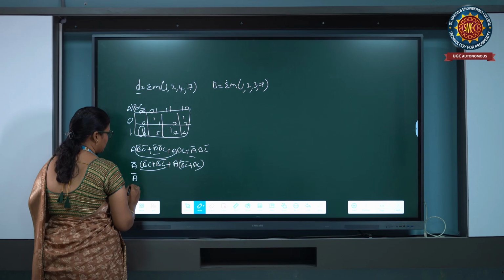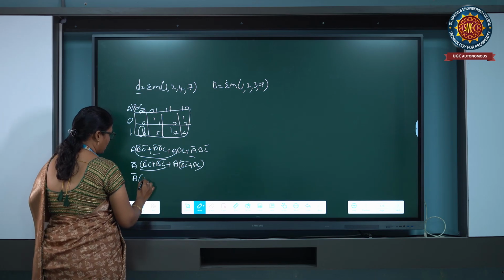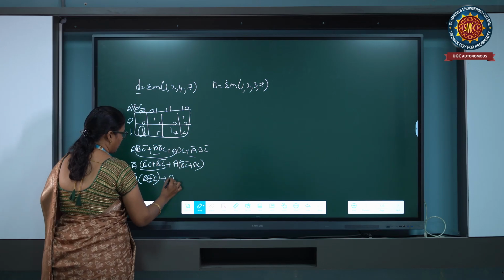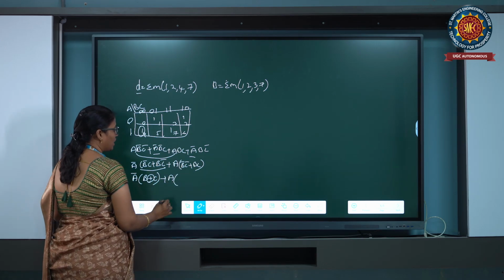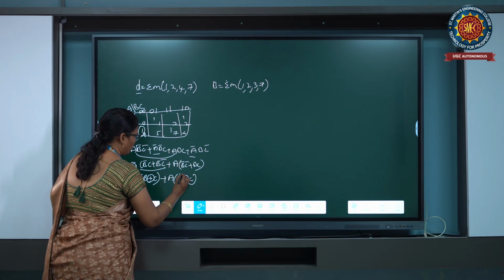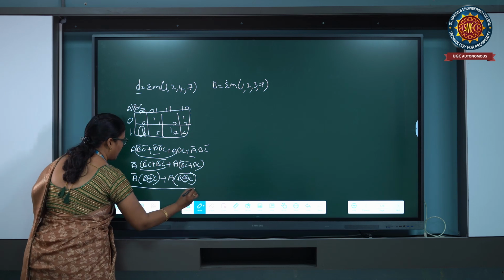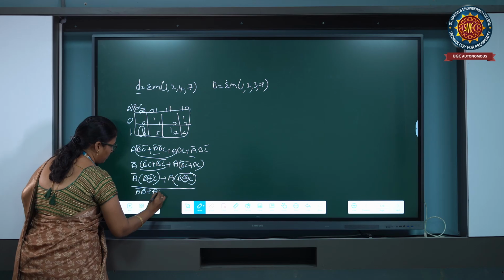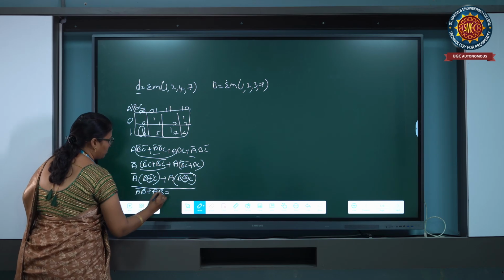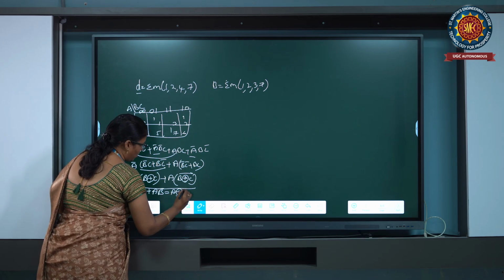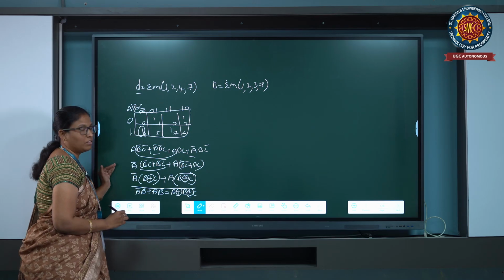This expression is nothing but the expression of the XOR gate, which is B XOR C, plus A. This is nothing but the XNOR gate, which we can write as B XOR C whole bar. This entire expression resembles A bar B plus A B bar, which is nothing but the XOR operation of the input variables, that is A XOR B XOR C, which is the expression of the full adder.